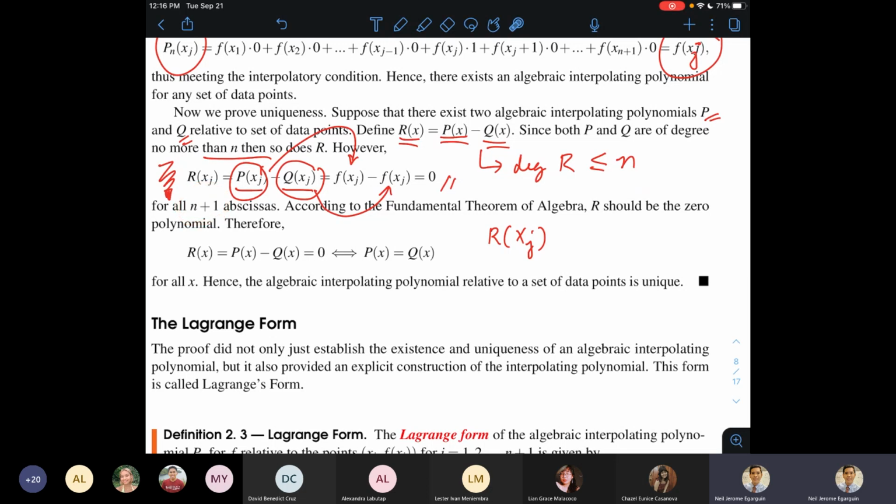So therefore, R must be the zero polynomial. Otherwise, mababiolate yung fundamental theorem of algebra. So that's why we can say that R must be equal to the zero polynomial, okay? But R is also px minus qx. So px minus qx must be equal to 0, or in other words, p must be equal to q. All right? And so the interpolating polynomial is unique. Okay? Does the proof make sense?